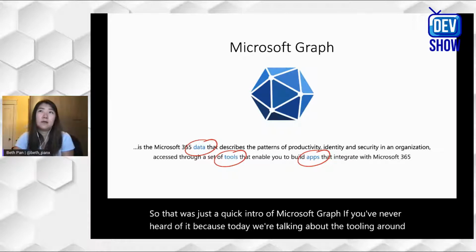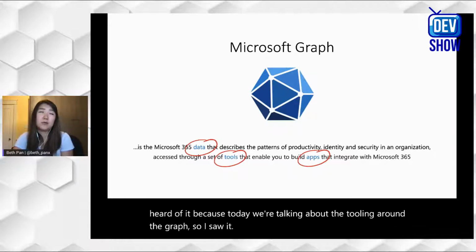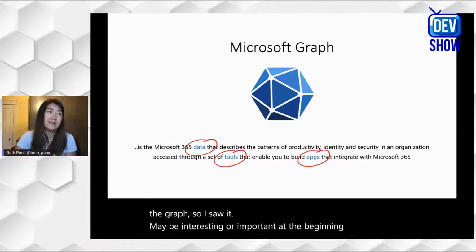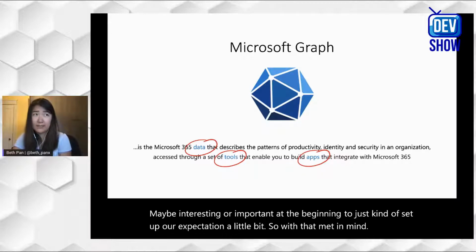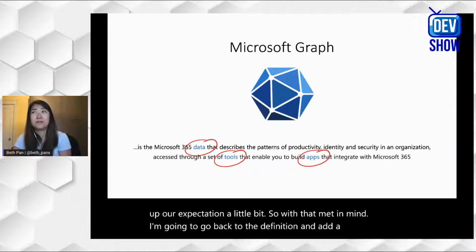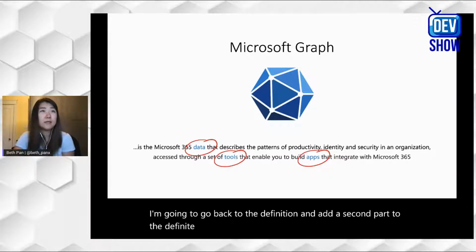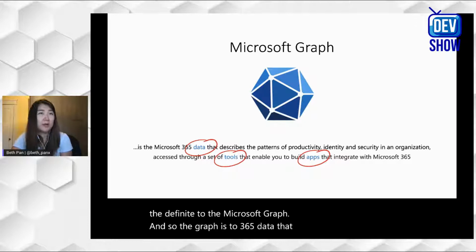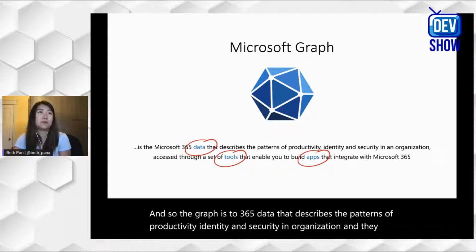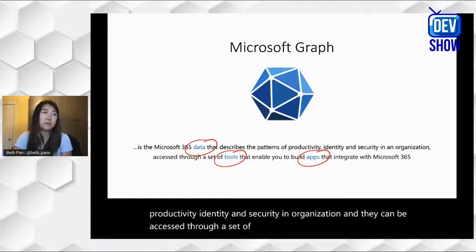I thought it might be important at the beginning to set up our expectations a little bit. So with that in mind, I'm going to go back to the definition and add a second part to what's Microsoft Graph. The graph is the M365 data that describes the patterns of productivity, identity, and security in an organization, and it can be accessed through a set of tools that enable you to build apps that integrate with M365.